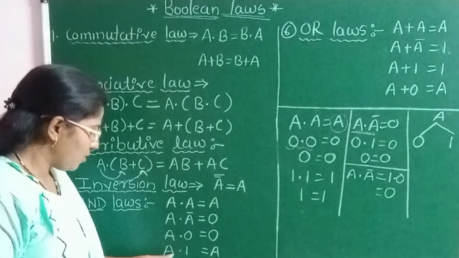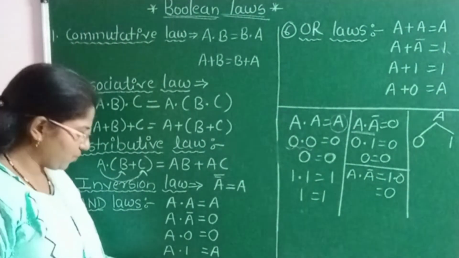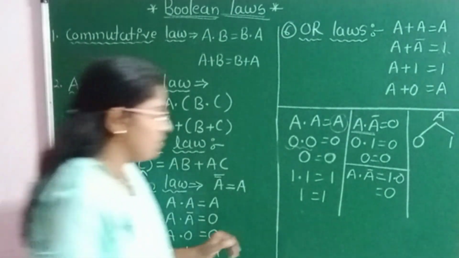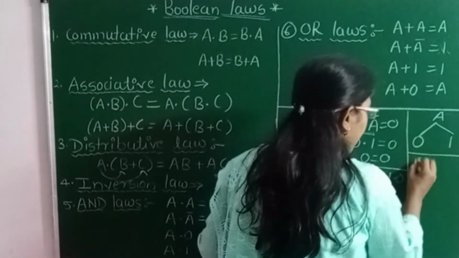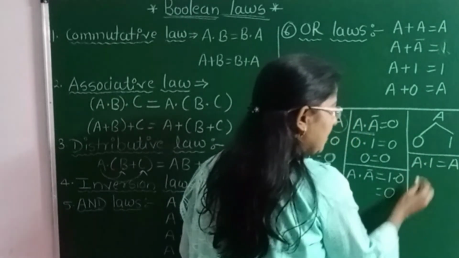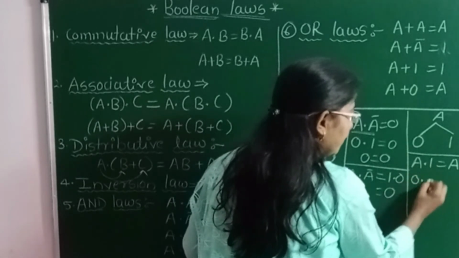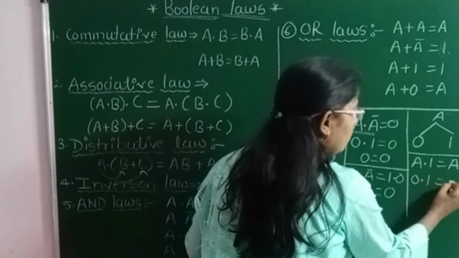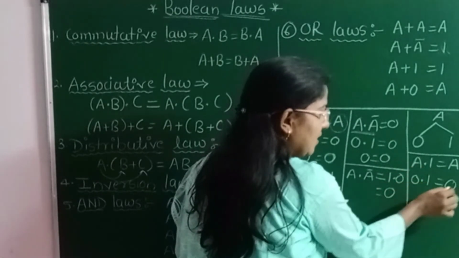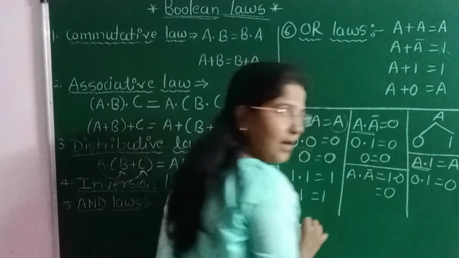And the last AND law is A into 1 is equal to A. Why is this so? I will write it there. I will consider the values of A and we will prove how A into 1 is equal to A. So we will consider only the left hand side. Put the value of A as 0: 0 into 1 is equal to 0. So here I am putting the value of A as 0 and the result is also 0. That means the result of this expression is A.